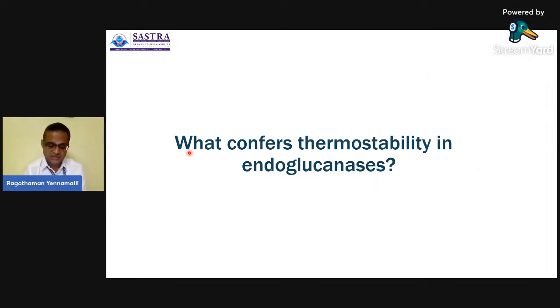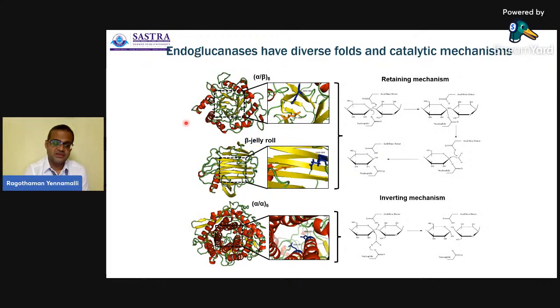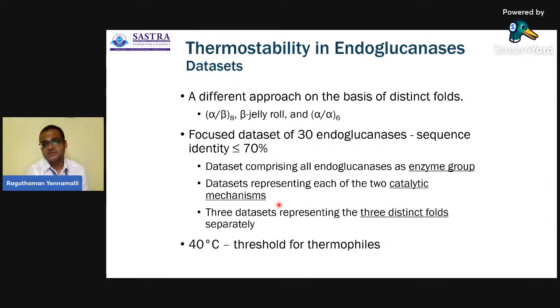also happens. So when I started this work, I asked the question, okay, there are endoglucanases which work, and we are taking a thermophilic endoglucanase, but what is thermophilicity and what is happening in these endoglucanases? So basically the question was, what confers thermostability in endoglucanases? It so happens that endoglucanases have diverse folds, and they end up doing diverse mechanisms. That is either a retaining mechanism, where the alpha/beta fold and beta jelly roll do the retaining mechanism, where the orientation of the carbon is retained after the hydrolysis, or it's inverted in the case of the alpha-alpha 6 fold.